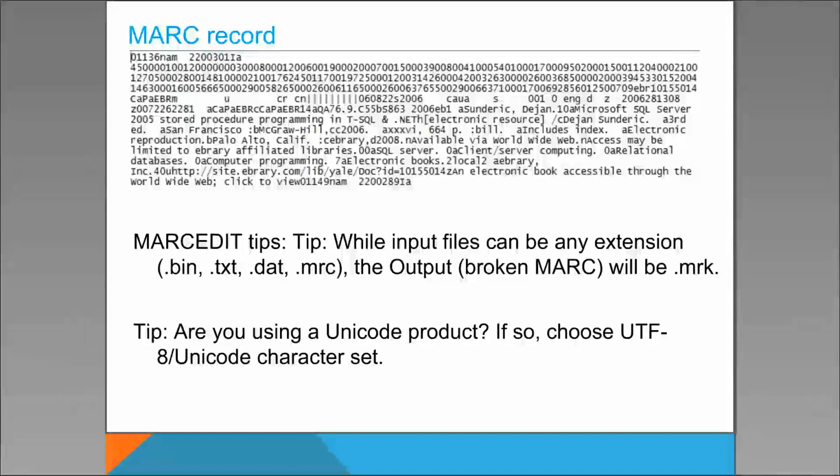So a couple of tips when working with MARC records and breaking them and remaking them. MARCEDIT will accept any valid MARC extension. The output needs to be the MRK file, so that's something you'll need to adjust for. The other thing is if you're using a Unicode product, I know Alma's Unicode, and Voyager, at least my Voyager institution, had converted to Unicode many years ago. If it's using Unicode, then you need to make sure that what you're outputting is also Unicode.